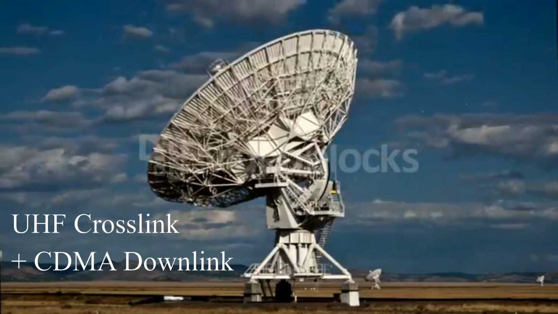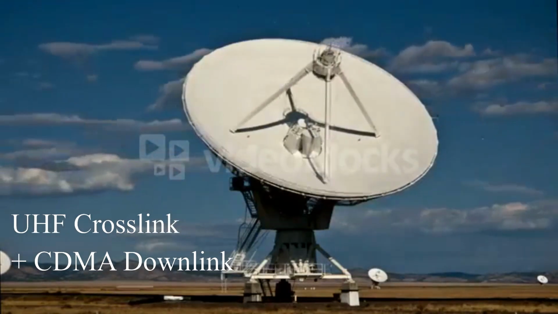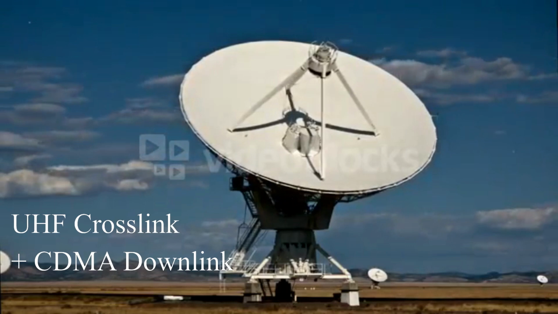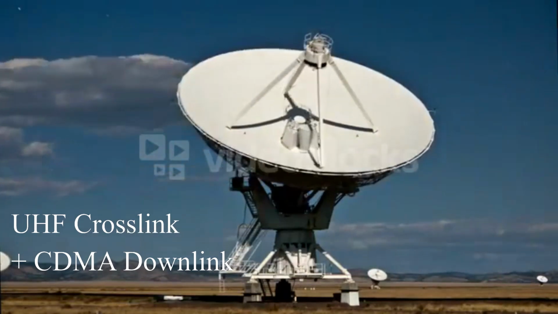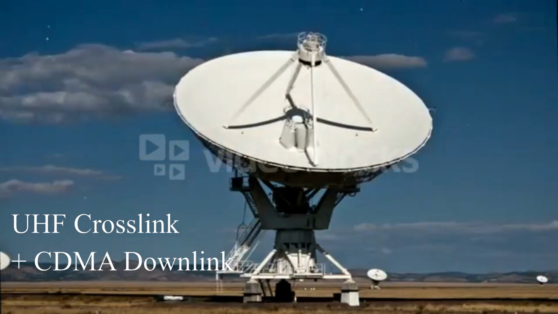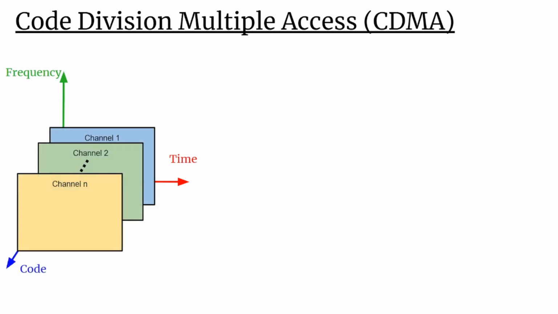Finally, SWARM-X will demonstrate an ultra-high frequency crosslink between each of the satellites in conjunction with a code division multiple access downlink to send science and health data back to Earth. Code division multiple access, or CDMA for short, is not limited by a single frequency band or time interval for a given channel. Rather, each channel is assigned a unique code, known as a spreading signal, that allows multiple users to use any frequency at any time.